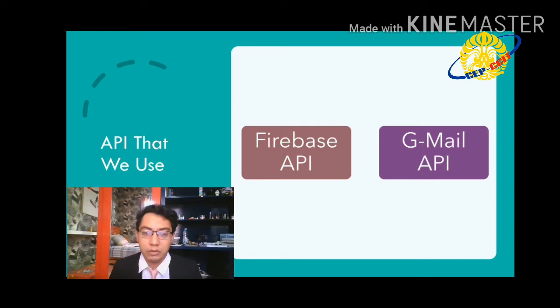In order to create this project, we use two APIs from Google. The first one is the Firebase API to create, read, update, and delete data stored in the Firebase itself. The second one is Gmail, to authenticate users using the Gmail they already registered to the Firebase application.